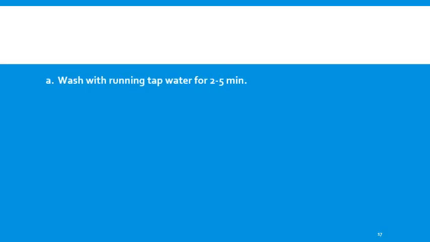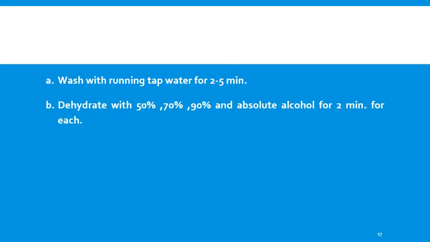Then wash with running tap water for 2 to 5 minutes to remove the excess amount of the hematoxylin dye. After that, dehydrate with 50%, 70%, 90% and absolute alcohol for 2 minutes for each.